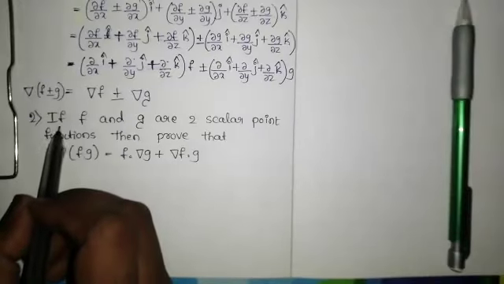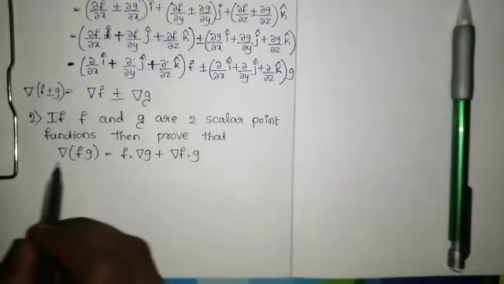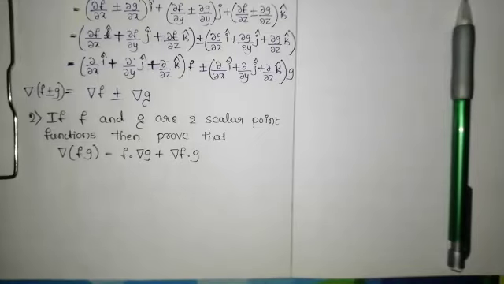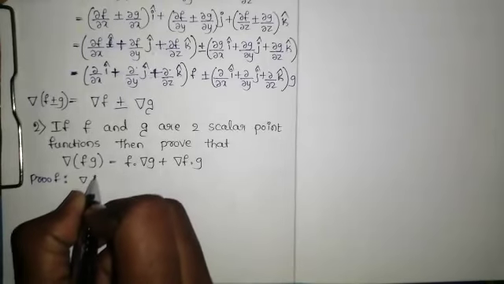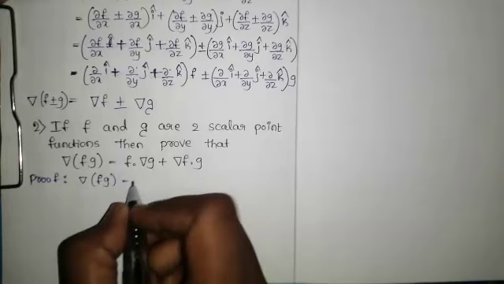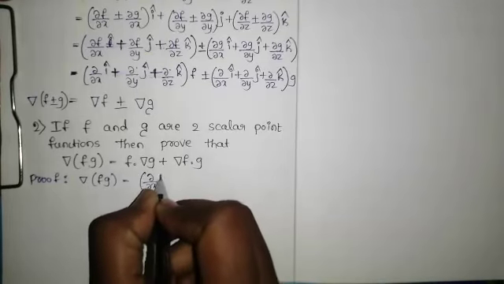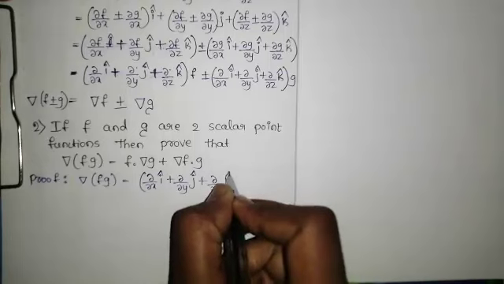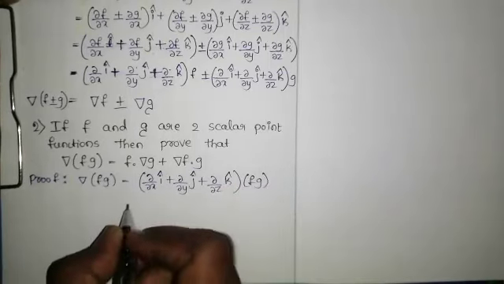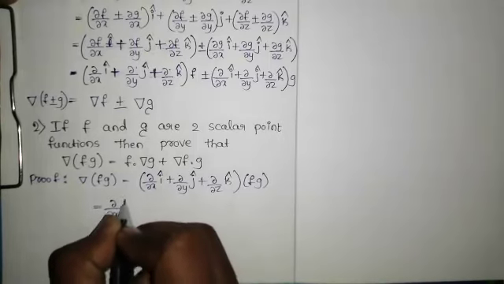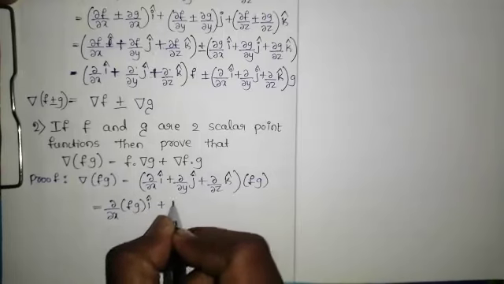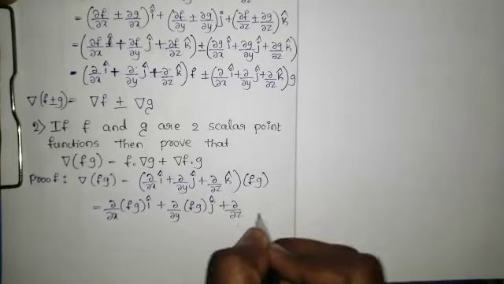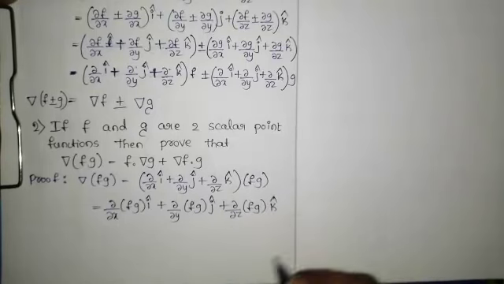Next, the second property: if f and g are two scalar point functions, then prove that del of (fg) equals f into del g plus del f into g. Let us consider del of (f into g). Write the definition of del: dou by dou x into i cap plus dou by dou y into j cap plus dou by dou z into k cap, acting on f into g. Now multiplying term by term: dou by dou x of (f into g) i cap plus dou by dou y of (f into g) into j cap plus dou by dou z of (f into g) into k cap.